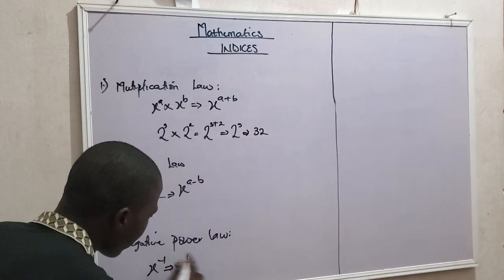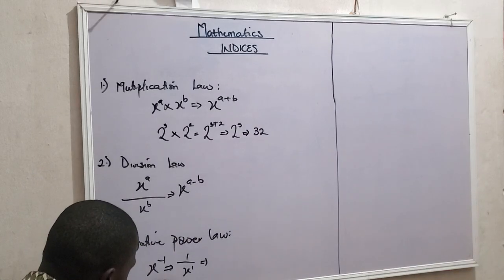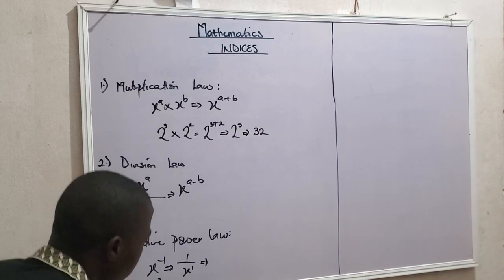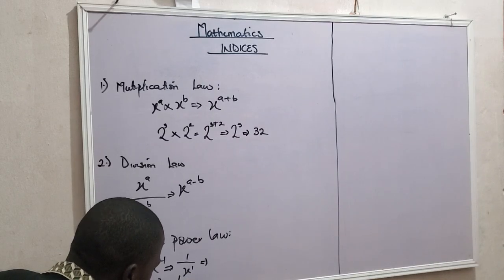Take for instance, now this power is changed to 2. That is x raised to the power of -2. Nothing changed. You also apply the same idea. That is 1 all over x raised to the power of 2.